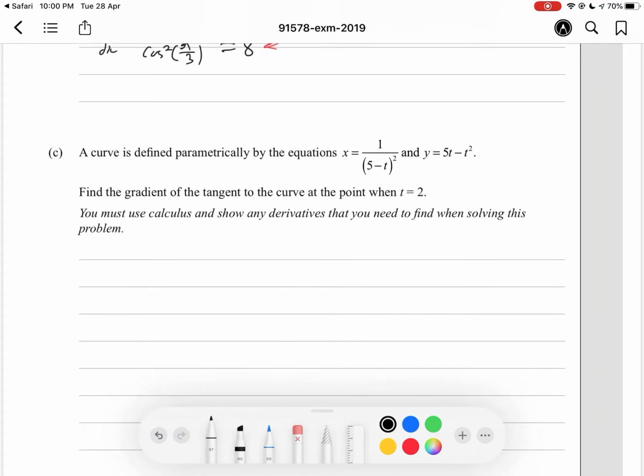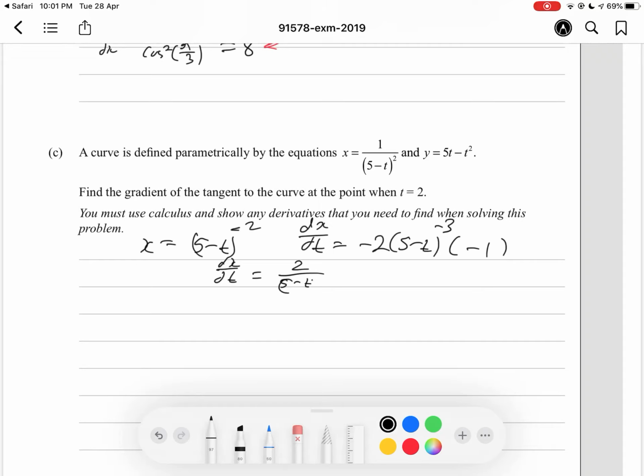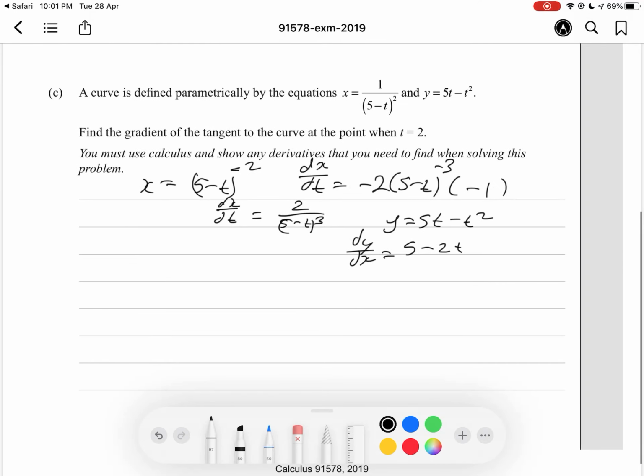Alright, so we have a parametric equation here, so we want to differentiate both of them first with respect to t. Rearranging the first equation, we get x equals (5 minus t) to the power of negative 2. Differentiating that, dx over dt equals, bring the negative 2 down, negative 2 (5 minus t) to the power of negative 3, multiplied by the derivative of 5 minus t, which is negative 1. So dx over dt is actually equal to 2 over (5 minus t) cubed. On the other hand, we have y equals 5t minus t squared, so dy over dt equals 5 minus 2t. It's just the power rule there.